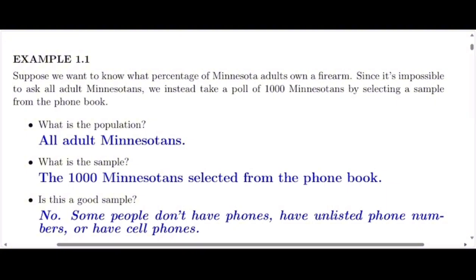Now the question asks, what is the population? Of course, that will be all adult Minnesotans. This population, okay, does not involve adults in Chicago, only in Minnesota, because we actually want to know something about adults in Minnesota. Does that make sense? Okay, what is the sample? Of course, the sample will be the 1,000 Minnesotans selected.